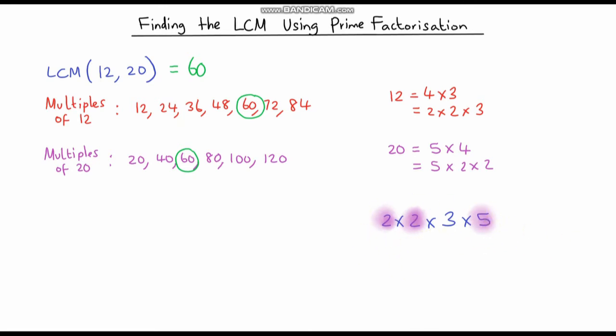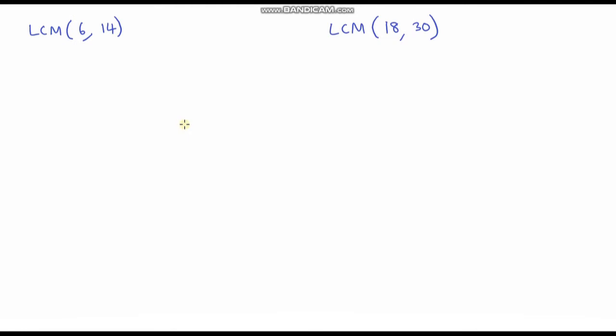So we just need to evaluate what this is. So 2 times 2 is 4. 4 times 3 is 12, 12 times 5 is 60. So our lowest common multiple of 12 and 20 is 60. Now this is quite a tricky concept to master, so I want to do a few more examples.